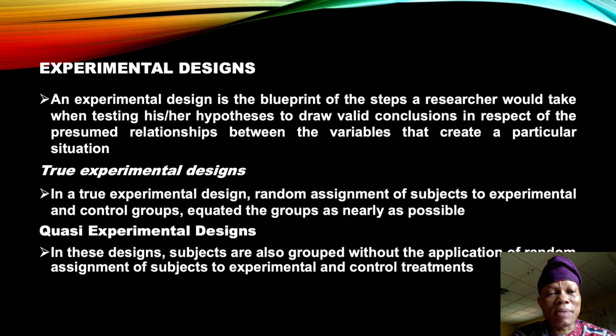But under true experimental design, you go to all the arms of the junior secondary school level. You randomly pick students from each class. You now assemble them together. That is what is called true experimental design. Under the quasi, you don't assign students to groups on a random basis. You use intact classes.